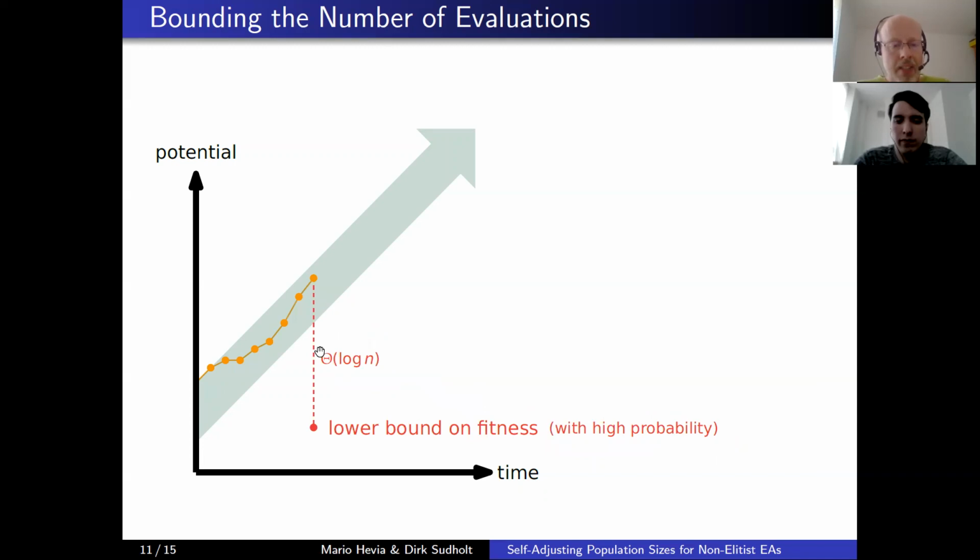And what we then get is a lower bound on the fitness that applies with a very high probability. So we know that the fitness will never decrease below this value at any future point in time.